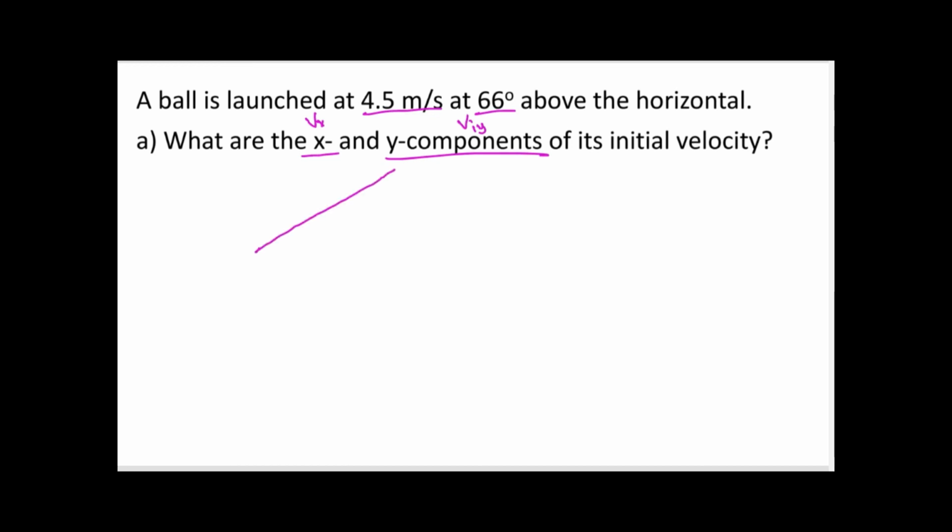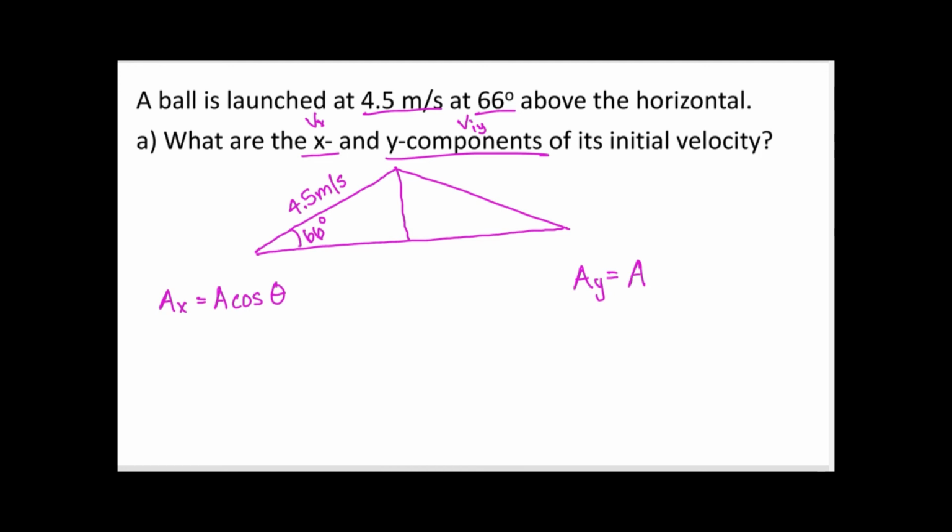Okay, so if we draw our picture, we've got 66 degrees here and 4.5 meters per second here. In order to get our x and y velocities, we're going to do Ax equals A cosine theta, and Ay equals A sine theta. Usually when I'm doing these, I'll just go ahead and write them both together, like this. In this case, our A is that velocity. So we're going to do 4.5 cosine of 66, and then 4.5 sine of 66.